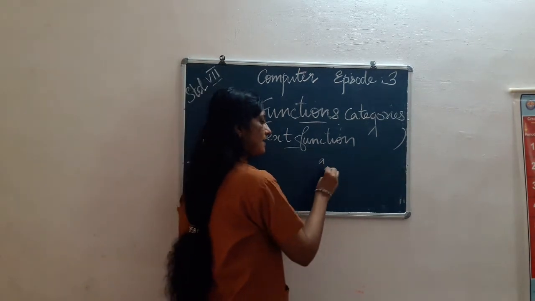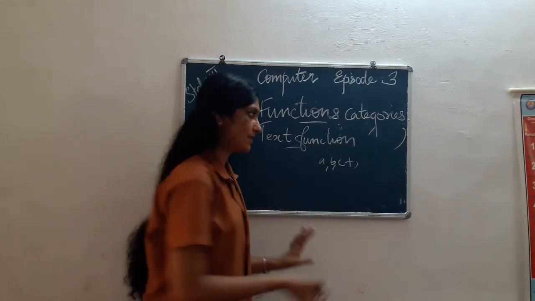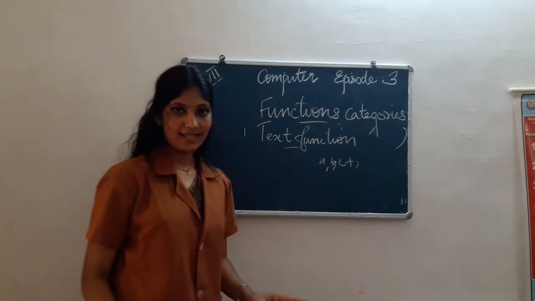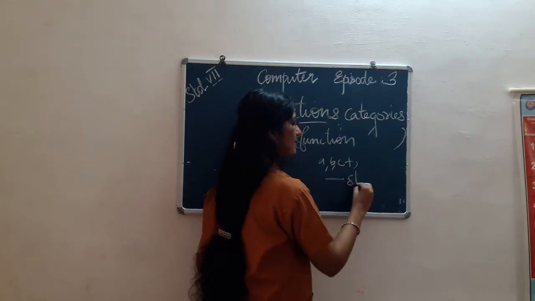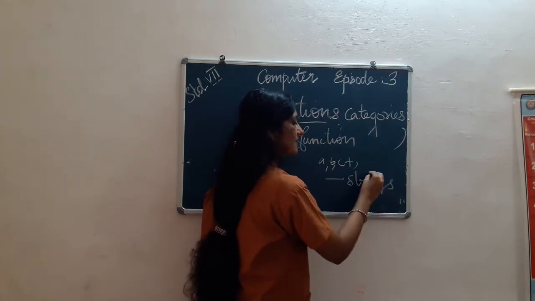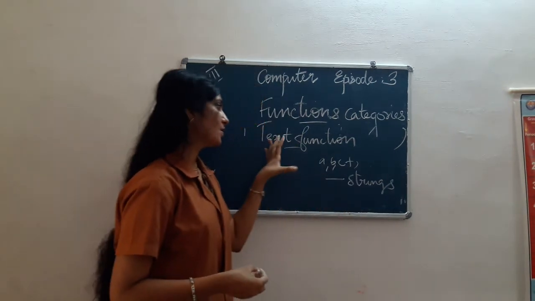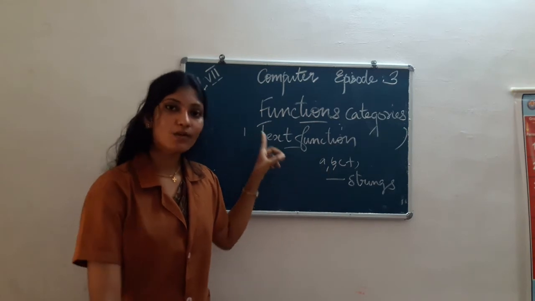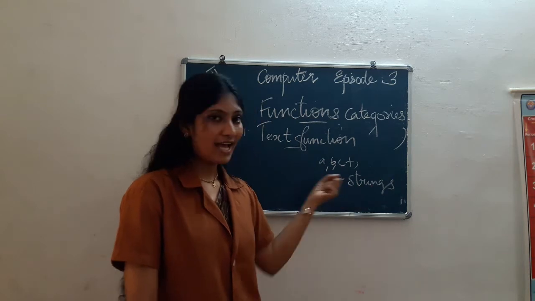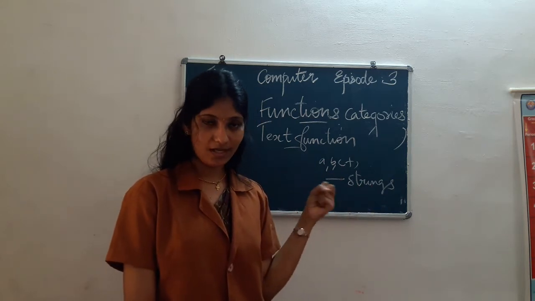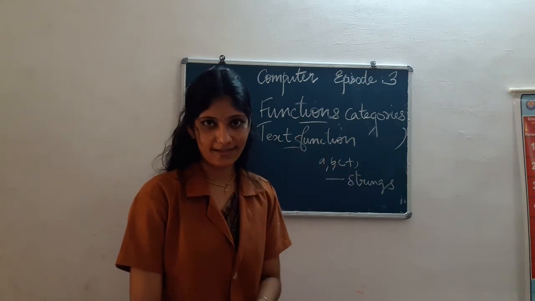Characters means like A, B, C, D or any symbols, comma, etc. These are characters, or space. And a group of characters is known as string. Here we can say that string is a word or a text. So text functions are used to manage text data like character data, string data. Example, strings, characters, etc. Right?